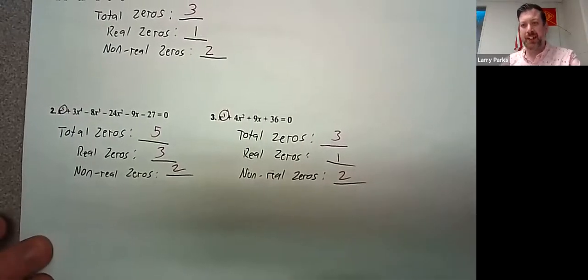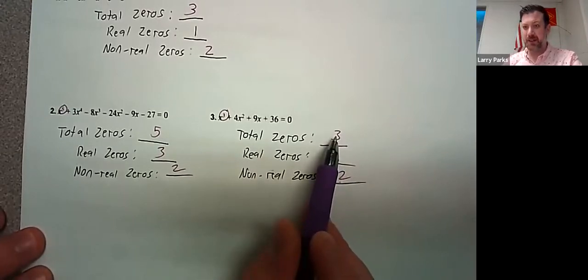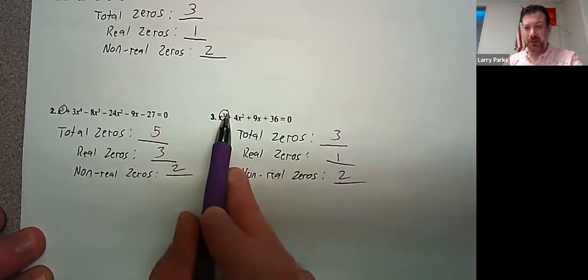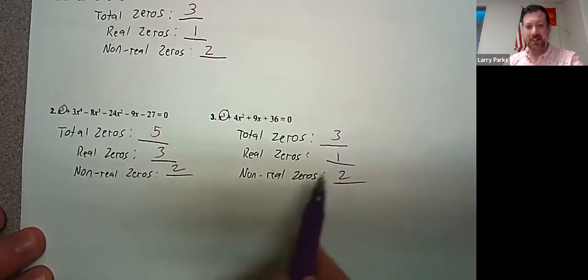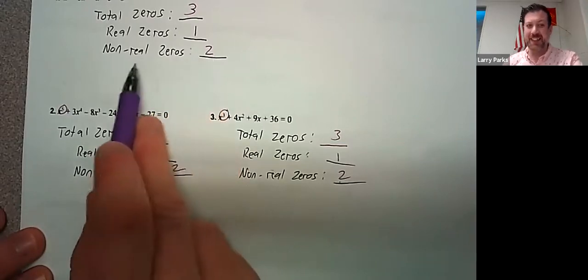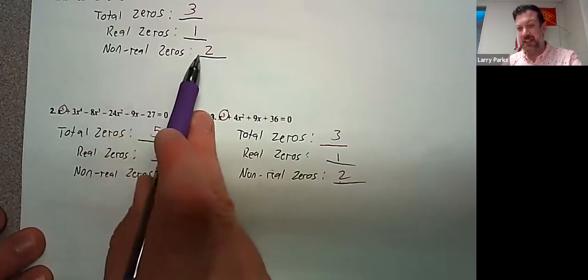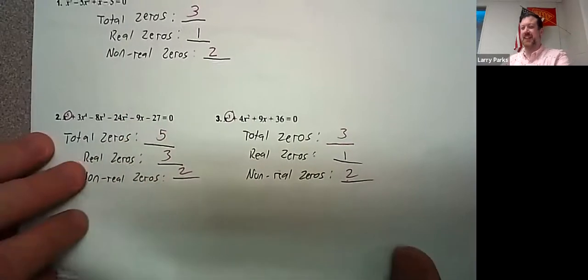What's important at the very end, these 2 numbers should add to this number. This number comes from this number. And notice non-real is never odd. You will never have an odd number there. So if you're taking a multiple choice test and they say 3 non-real zeros, that cannot be true. So you can cross that one off. All right.